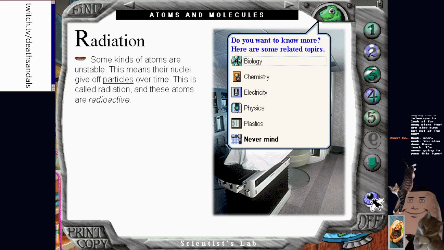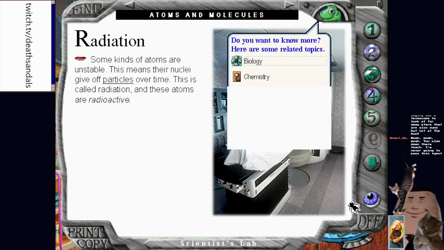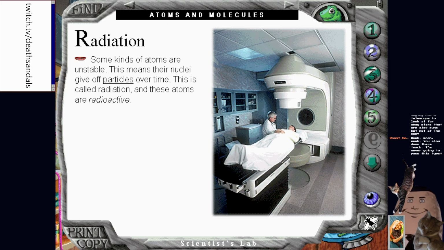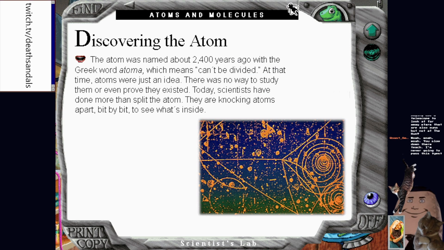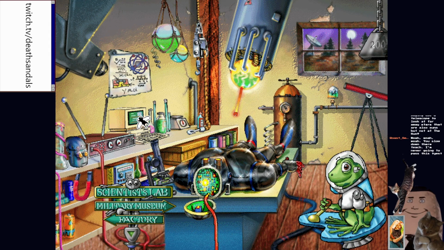Do you want to know more? Here are some related topics. Yeah, right. No. We're good. I'm just kind of playing with the buttons now. Discovering the atom. The atom was named about 2,400 years ago with the Greek word atoma. Okay, there's potentially more information on each page as well. What else we got?